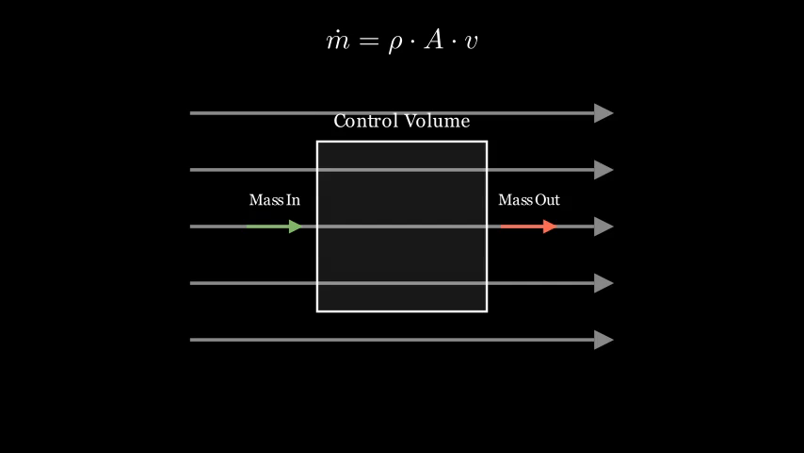How do we quantify this mass flow rate? It depends on three things: the density of the fluid, how much mass is packed into a certain volume, the area of the face through which it's flowing, and the velocity of the fluid. So, mass flow rate is generally density times area times velocity. For outflow, we can think of it as a negative inflow.